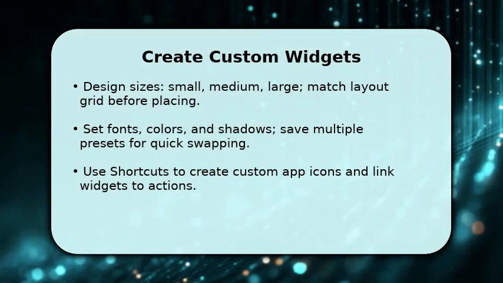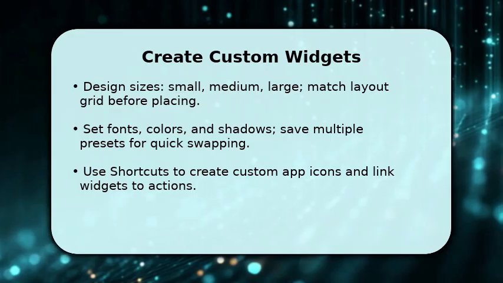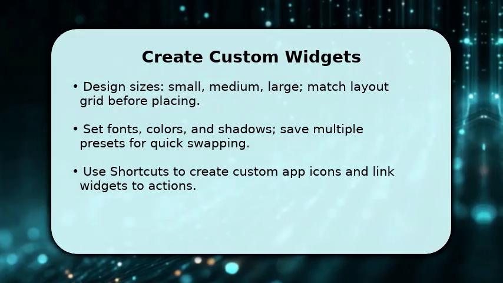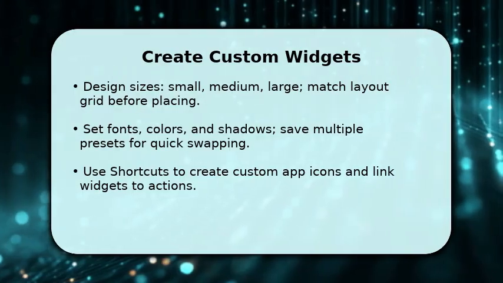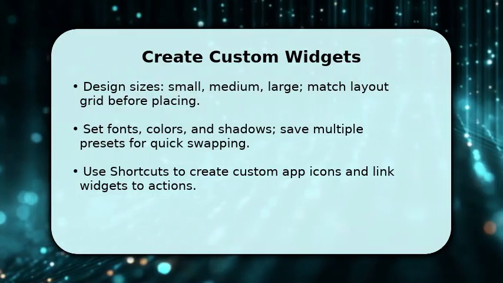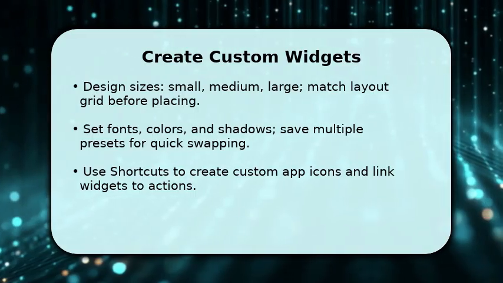Now you build the widgets themselves. Pick sizes that fit your grid and theme. In Widgetsmith or Color Widgets, set fonts, background colors, gradients, and subtle shadows to achieve depth. Save each style as a preset. Use shortcuts to make custom app icons and connect those shortcuts to apps or actions.